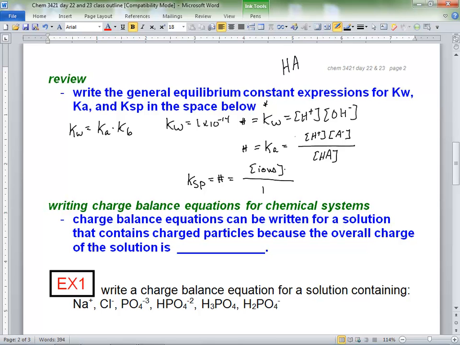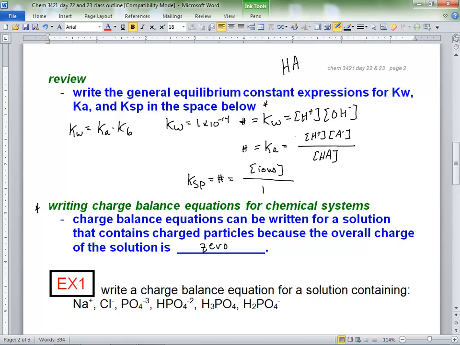Writing charge balance equations for chemical systems. Charge balance. Well, if you grab, I don't care what liquid or what solution, you never get zapped by it, right? So the entire charge, well, I should read the sentence, I guess. Charge balance equations can be written for a solution that contains charged particles because the overall charge of the solution is neutral, or same thing, 0, right? I like saying 0 because you think neutral, and well, what number is that? 0 is just easier to remember.